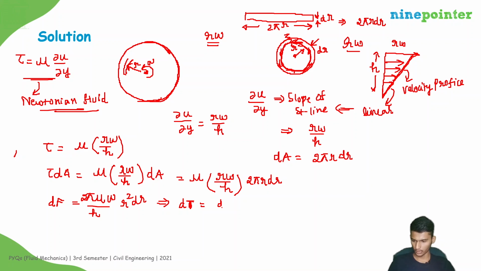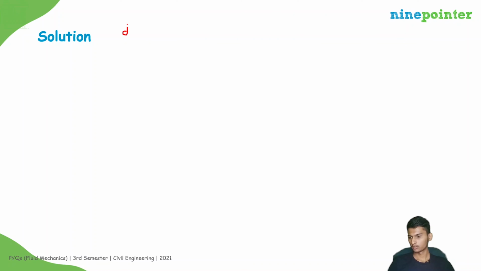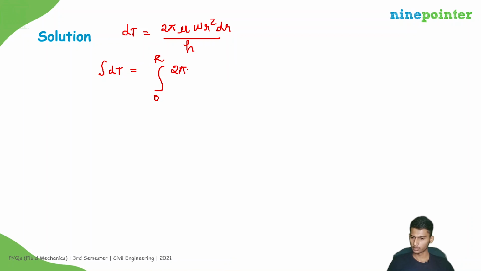So that will be given by dF into r. So that is 2 pi mu omega r cube dr divided by h, right? So dT is equal to 2 pi mu omega r cube dr divided by h. What will be the total torque on the disc? That will be integral d tau, that is equal to integration from 0 radius to capital R of 2 pi mu omega divided by h r cube dr.